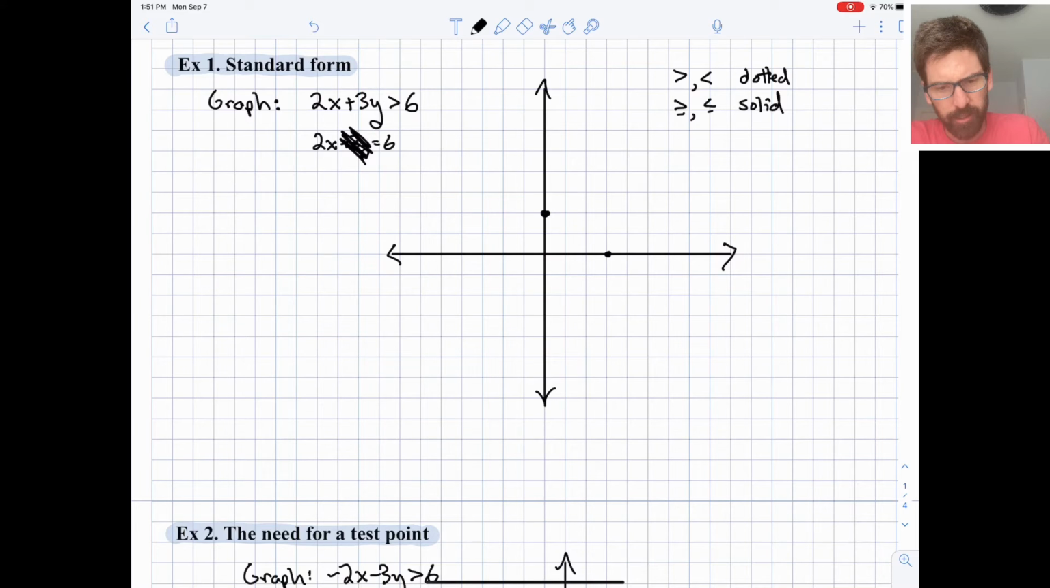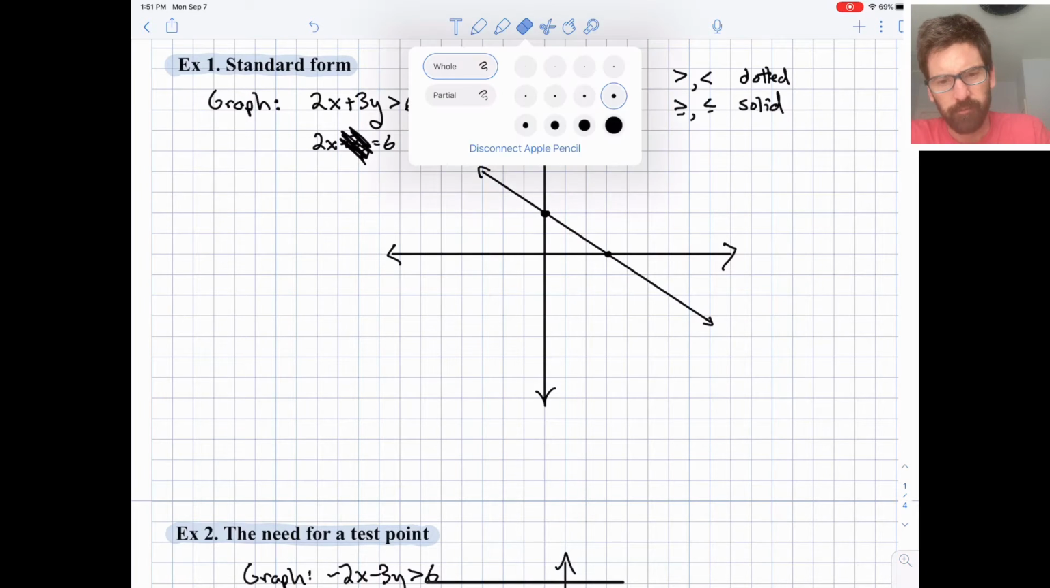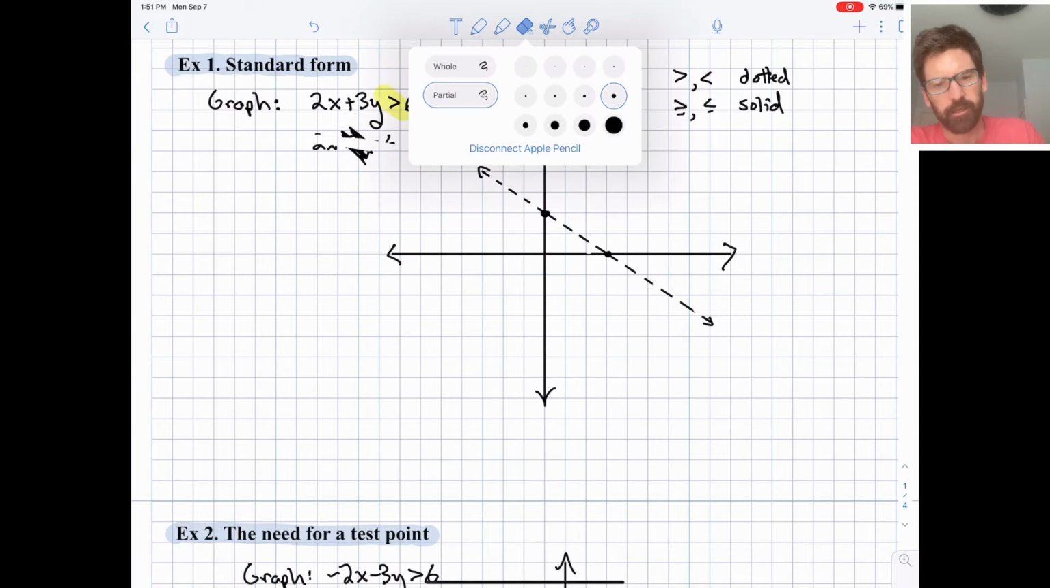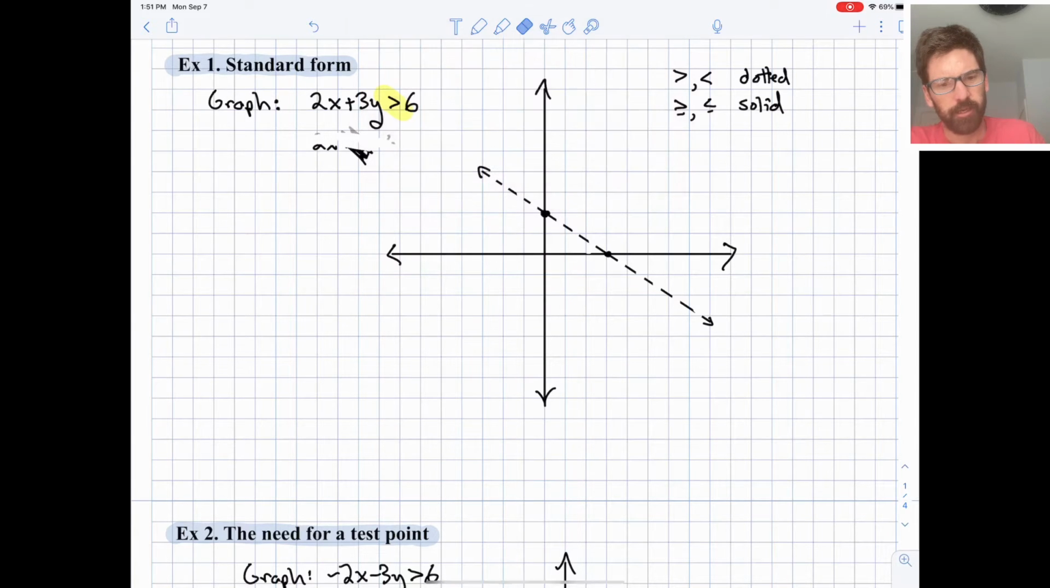Okay, and we can draw this line in. And I'm going to try to see if my eraser tool here can make this a dashed line. Let's see if it'll work. Nice. Because it's hard to draw a dashed line. Okay, but we want a dashed line because this greater than symbol is not a greater than or equal to sign. Okay. And let's get rid of some of our work here.